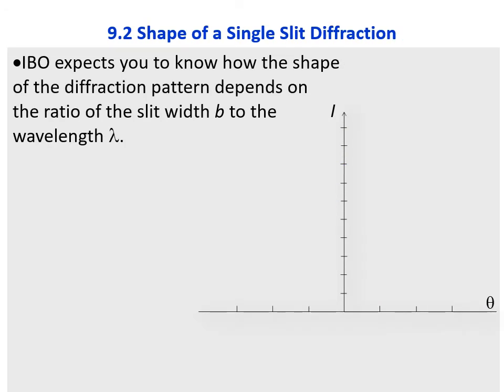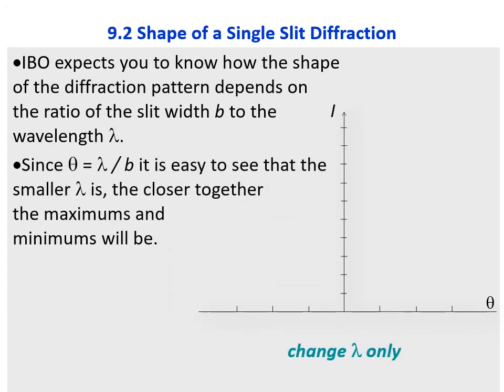IB expects you to know how the shape of the diffraction pattern depends on the ratio of the slit width, b, to the wavelength lambda again. So what if we change the wavelength? Since theta equals lambda over b, it should be obvious that the smaller the wavelength is, the smaller the angle is, the closer together the maximums and minimums will be. So here we go.